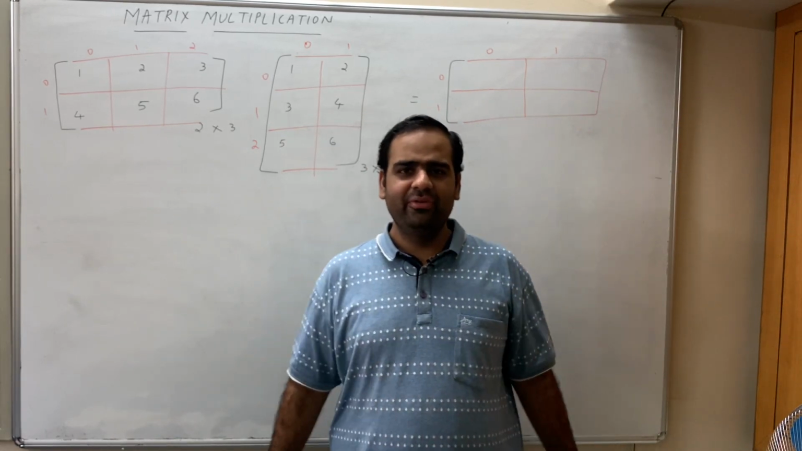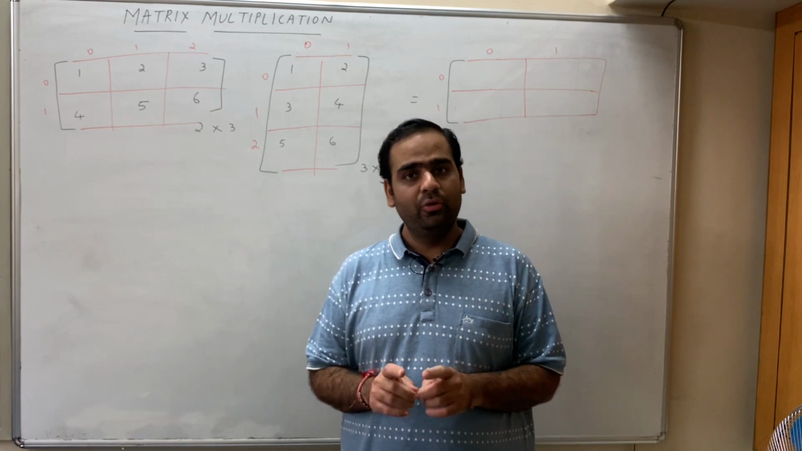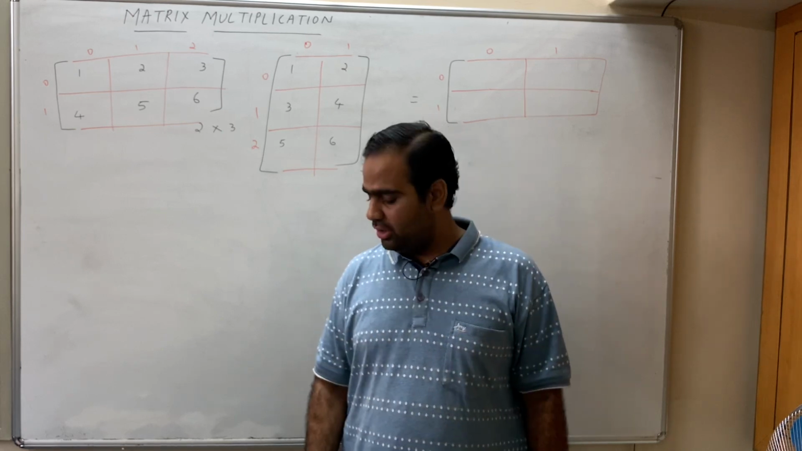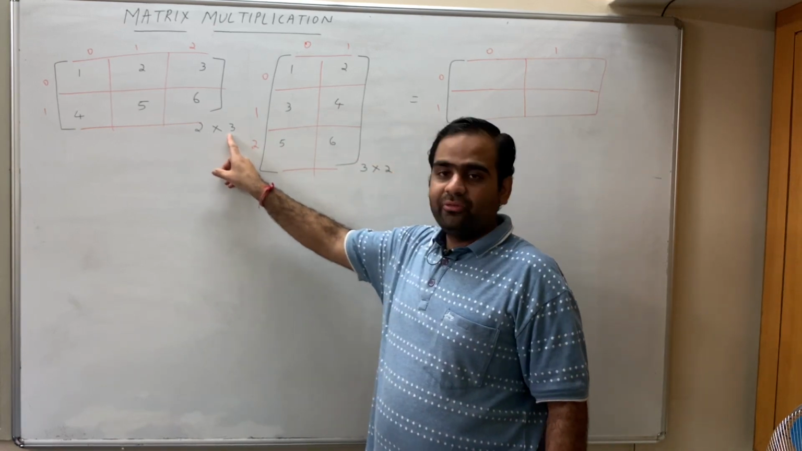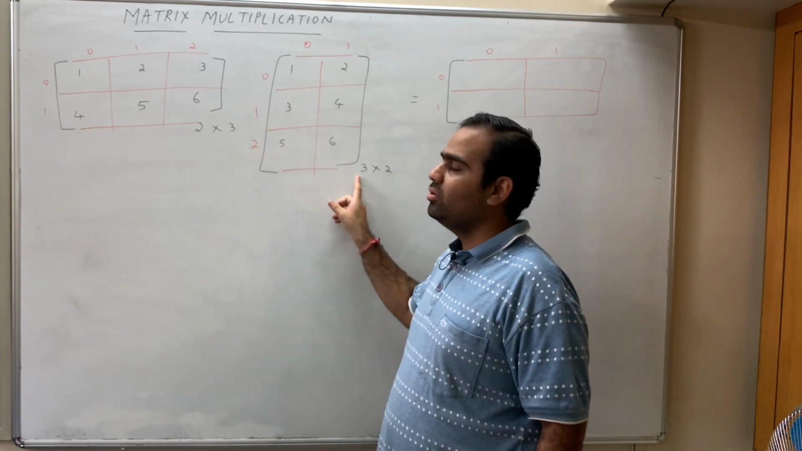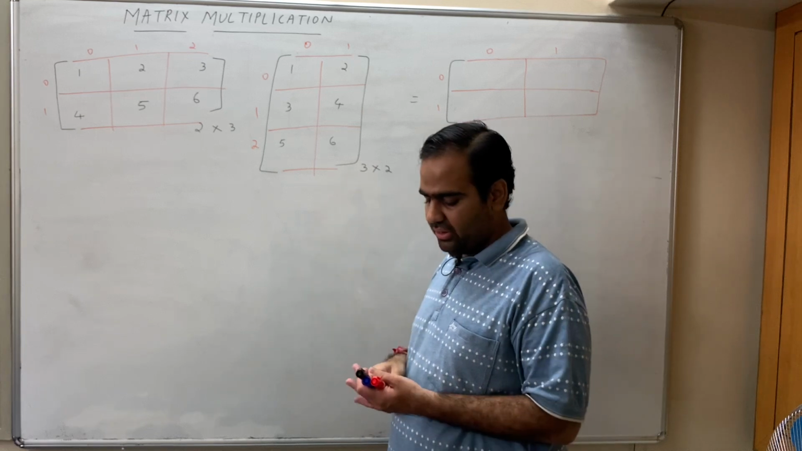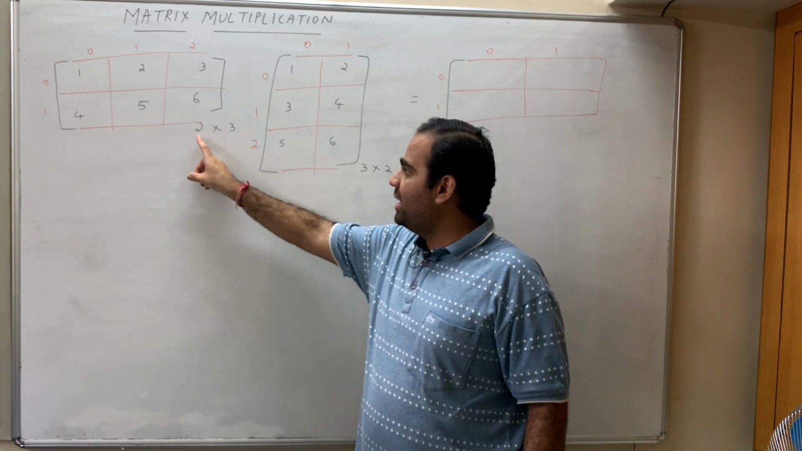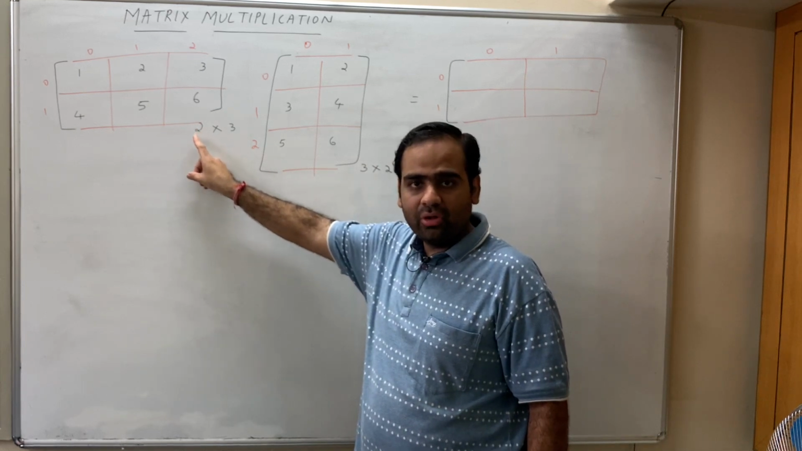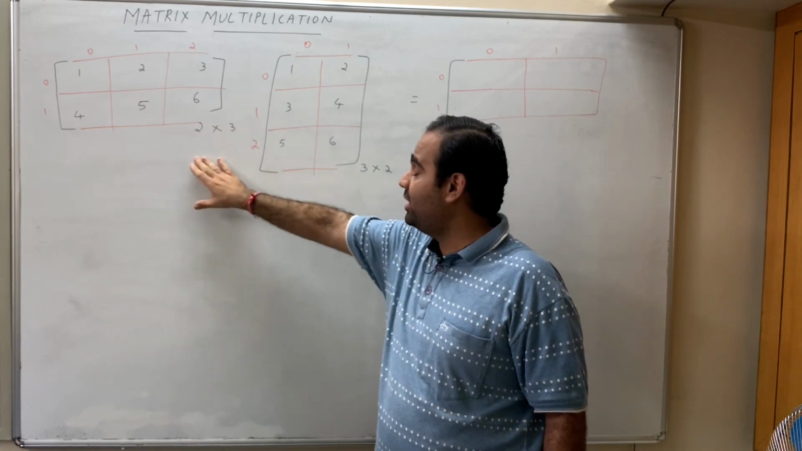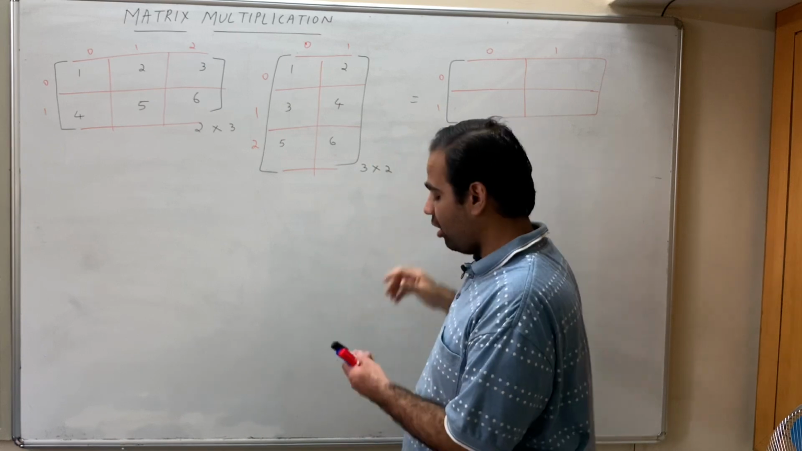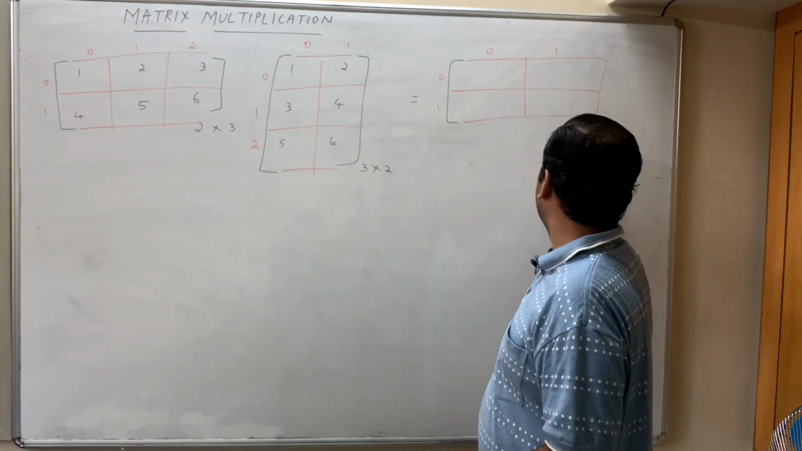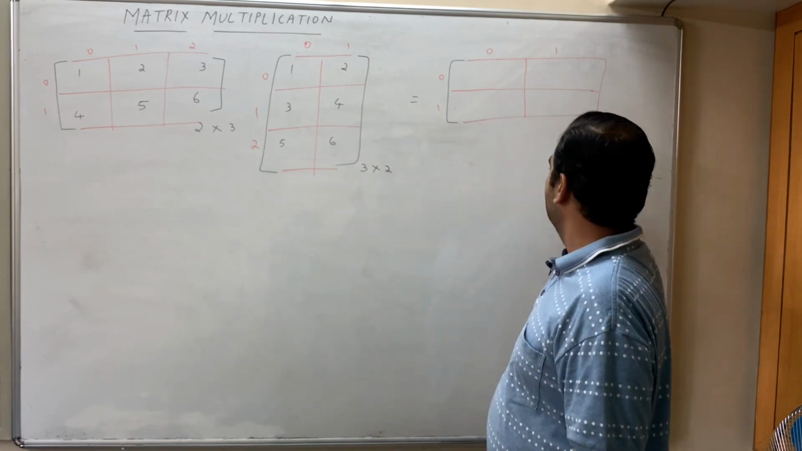In this video we will see how we multiply two matrices. In order to multiply two matrices, the number of columns of the first matrix should be equal to the number of rows of the second matrix, and the resultant matrix will have the number of rows of the first matrix multiplied by the number of columns of the second matrix. That is, the order of the resultant matrix will be 2 cross 2 over here.